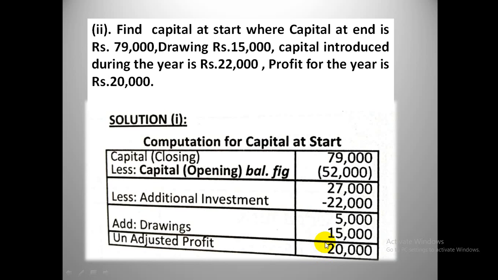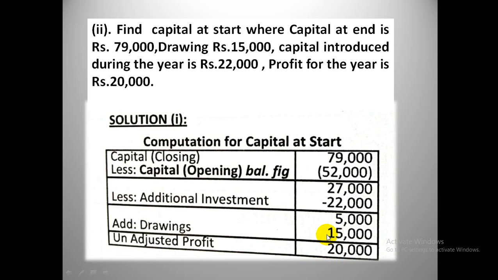If the profit is given to us and we know that we have the drawings, the additional investment, and the capital closing with us, we will use the same approach to fill in the blank. So this is the blank space which we had calculated. 20,000 was our profit. You know that if the drawings were added, then we are getting the profit. So we'll go in the reverse order.